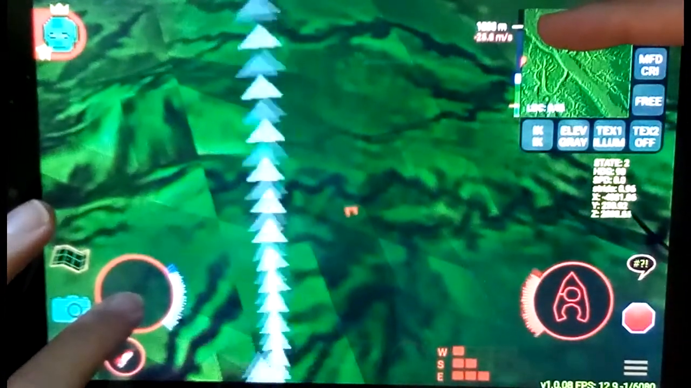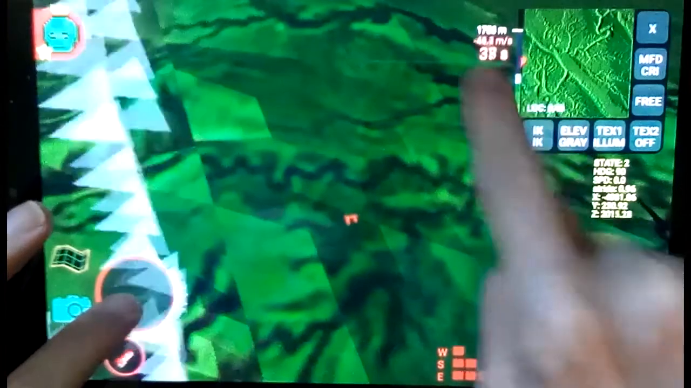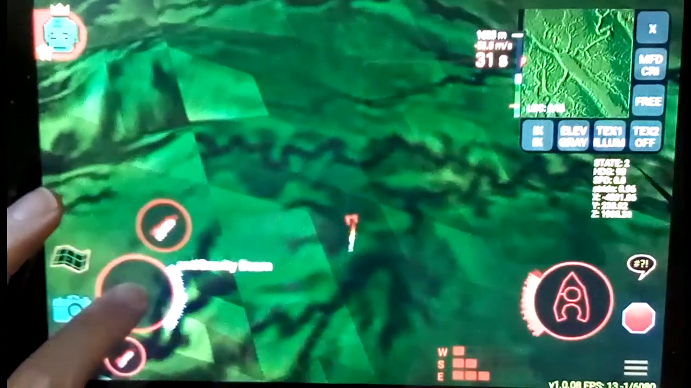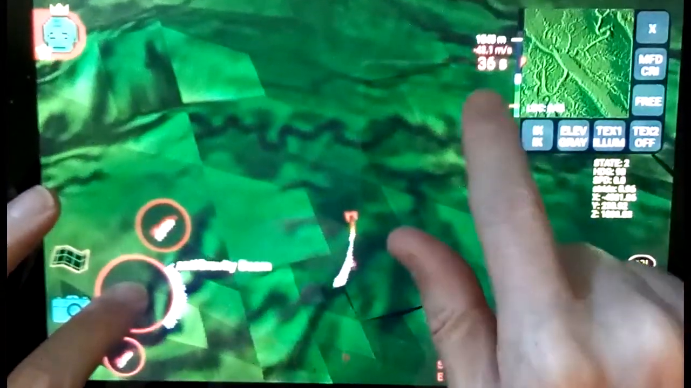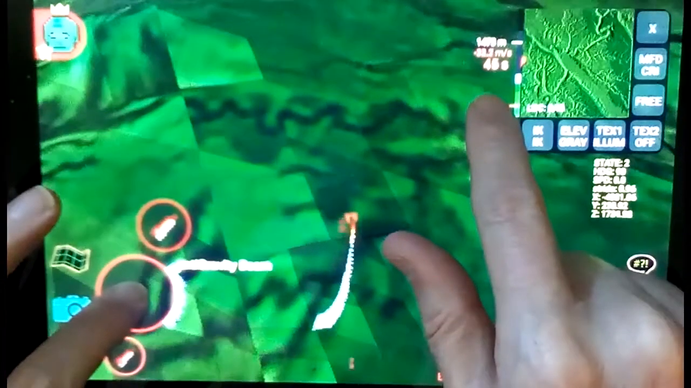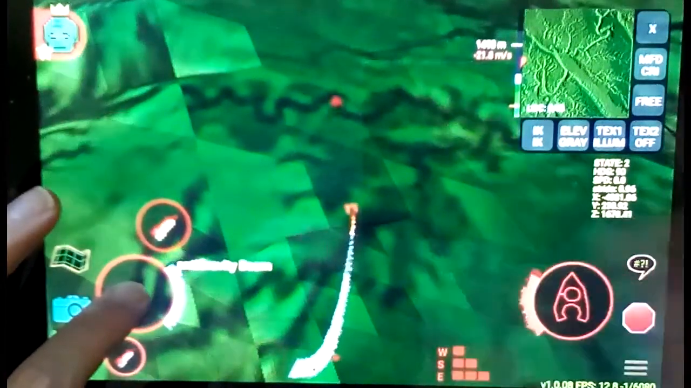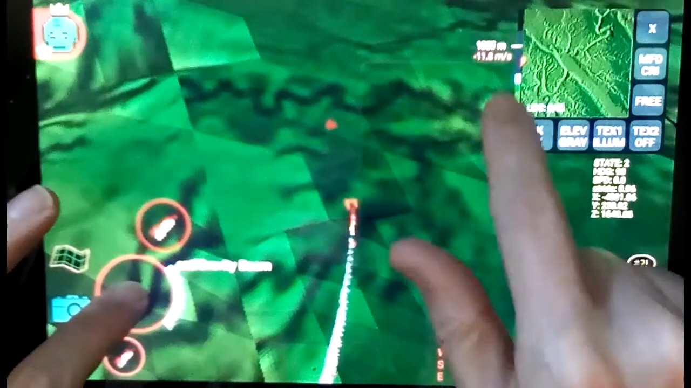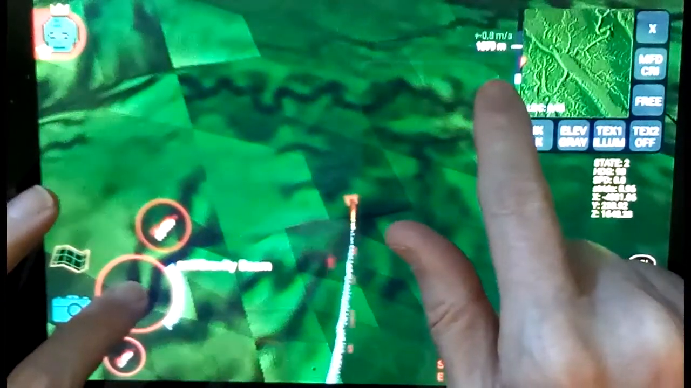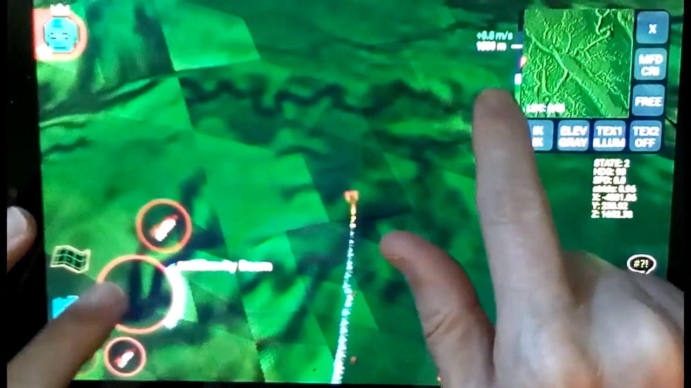Now I'm going down. And because I'm going down, there's a bunch of red text underneath. That 36 seconds, that's how many seconds till I hit the ground if I don't do anything about it. So I'm trying to get a positive velocity, and boof, there, now I'm positive velocity.